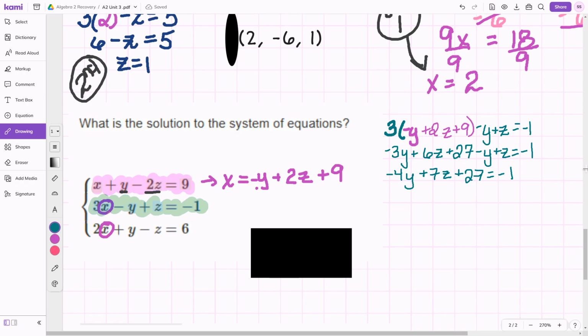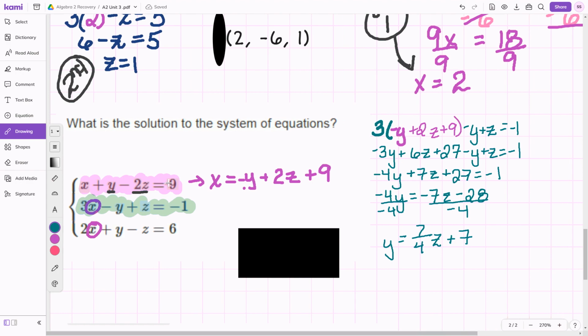I'm going to continue on, and I'm going to move everything to the right and get this where I have y all by itself. So I'll move everything to the right except for the 4y. It gives me a negative 7z minus 28. And I'm going to divide everything by negative 4. So y equals 7 over 4 z, okay, plus 7. All right, so that was the green one. Now I'm going to do that for the second equation.